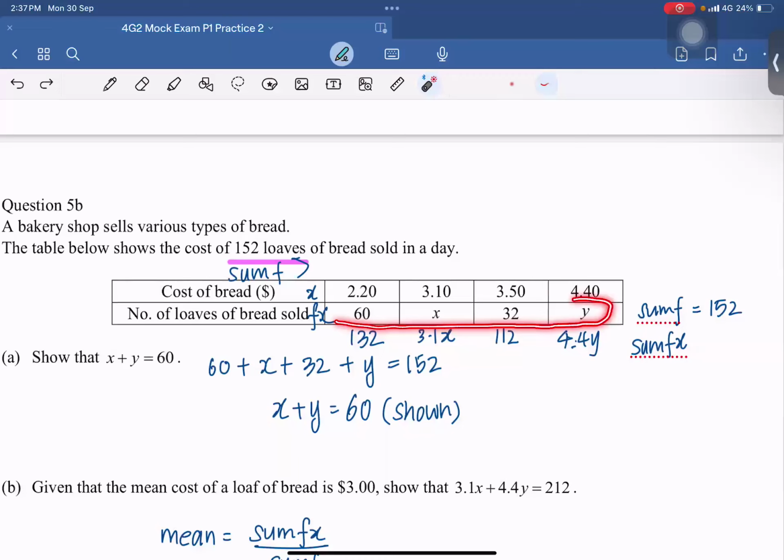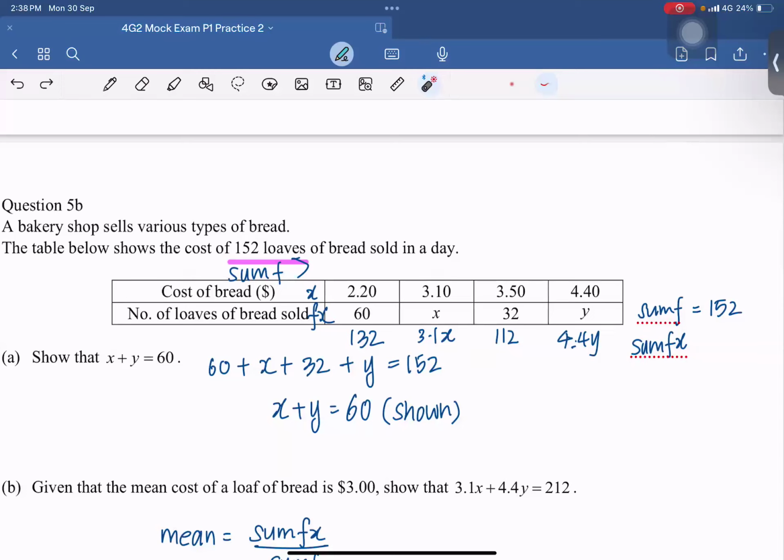Actually, this is the number of loaves of bread, right? Read the question, number of loaves of bread. So it's actually telling you, oh, everything added up together is the number 152. So if I have all these adding up together to 152, then I can write an equation: 60 plus x plus 32 plus y equals the number 152. Then you just shift away a number and get an answer. This part, easy, right? Can do?